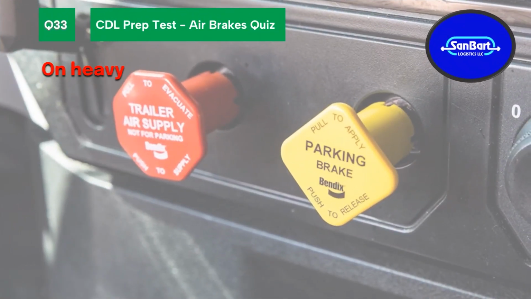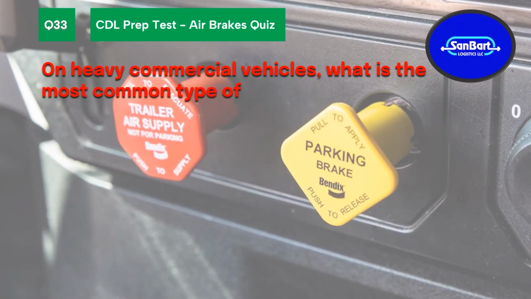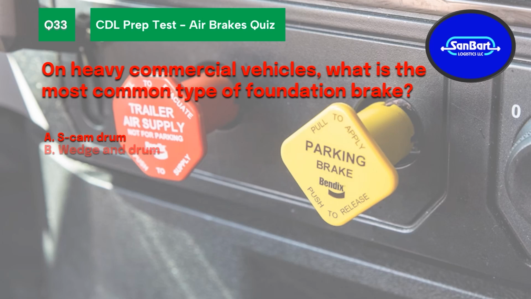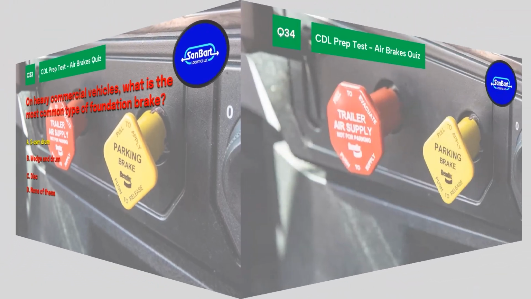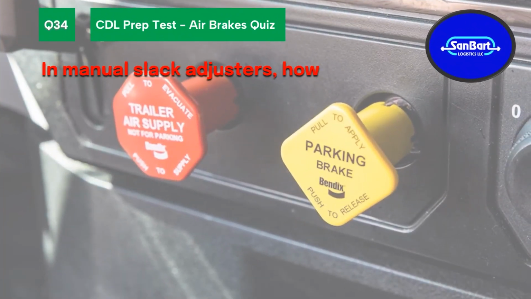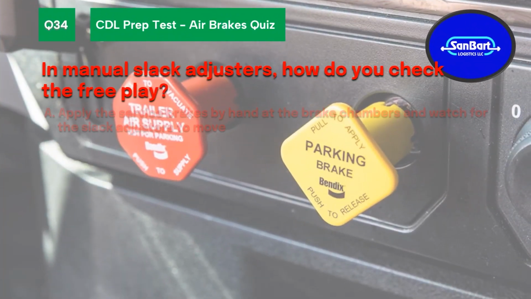Question 33. On heavy commercial vehicles, what is the most common type of foundation brake? A. S-cam drum. B. Wedge-in drum. C. Disc. D. None of these. The correct answer is A. S-cam drum. Question 34. In manual slack adjusters, how do you check the free play?